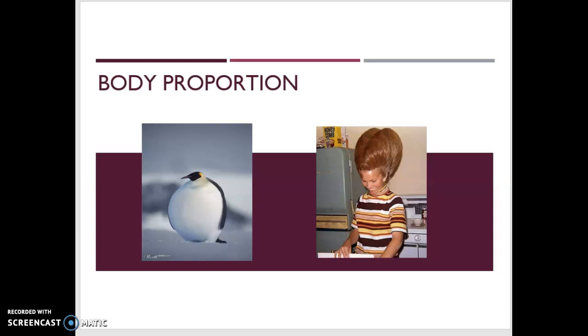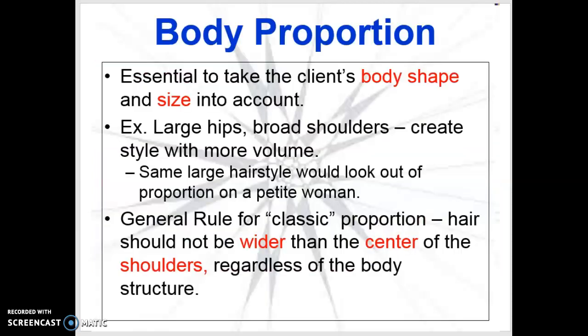When considering proportion, you must also consider the body proportion, just as much as you should consider the proportion of the hairstyle. When it comes to body proportion, you must always think about the body shape and size of the client. So if a client has large hips and broad shoulders, creating a style with more volume would be more complimentary. Same as the hairstyle would look out of proportion on a very petite woman.